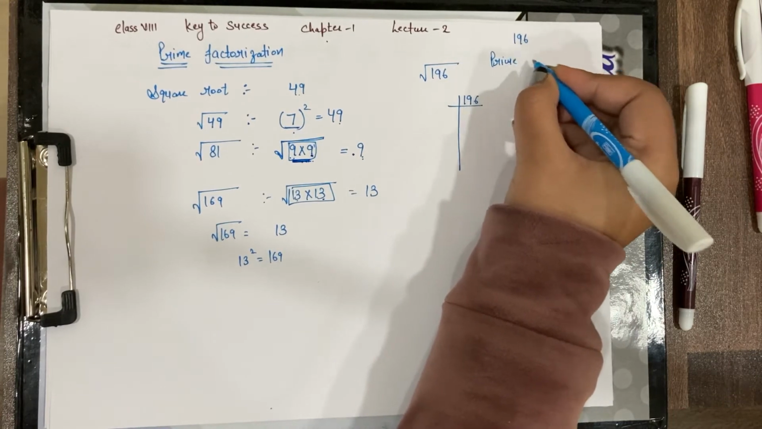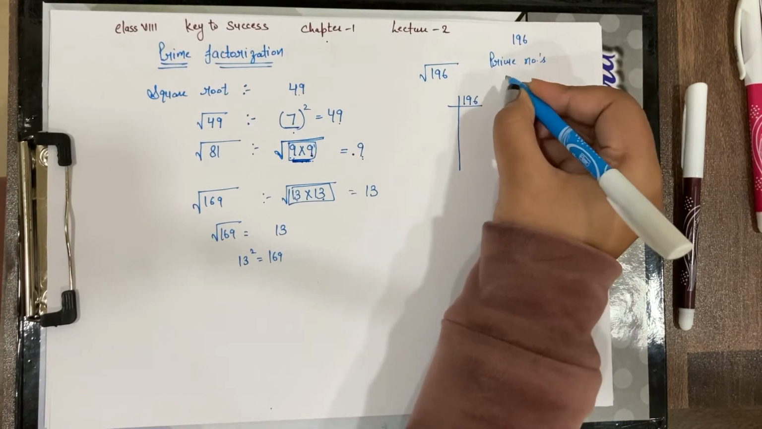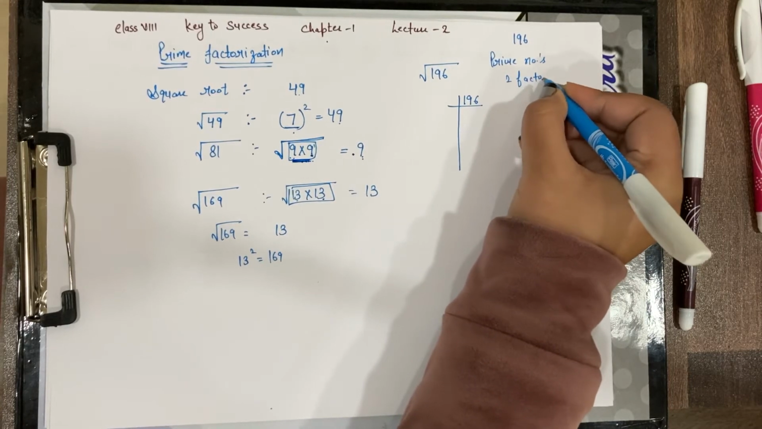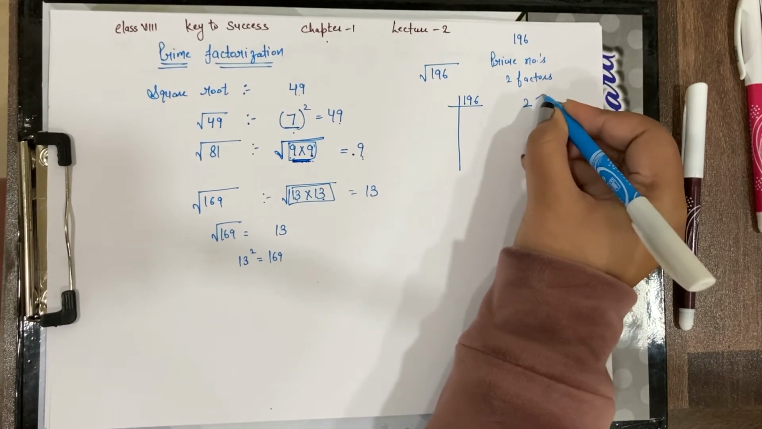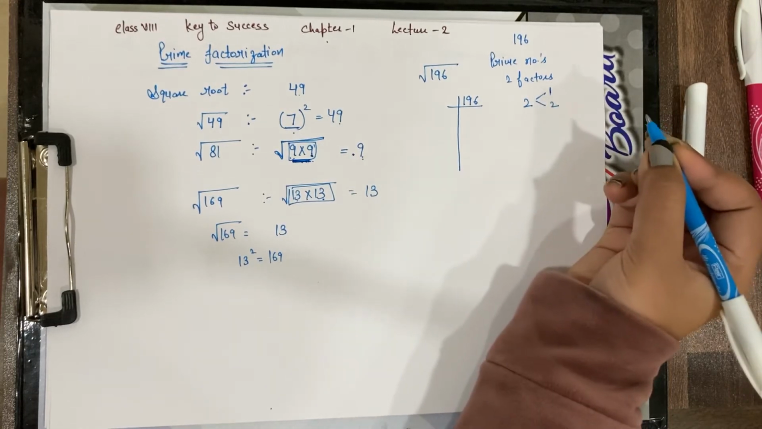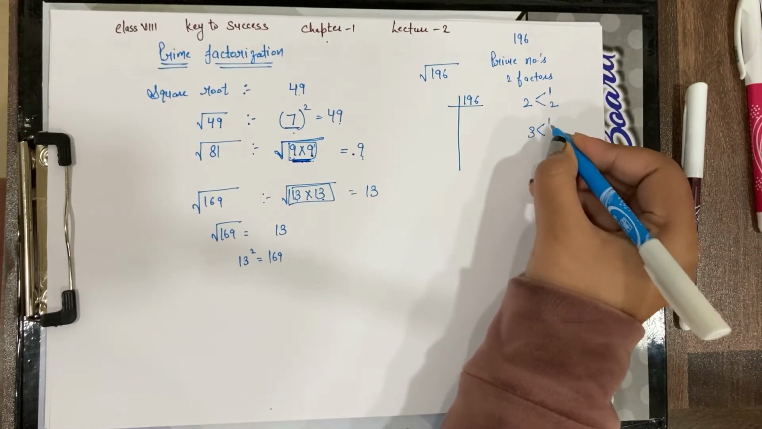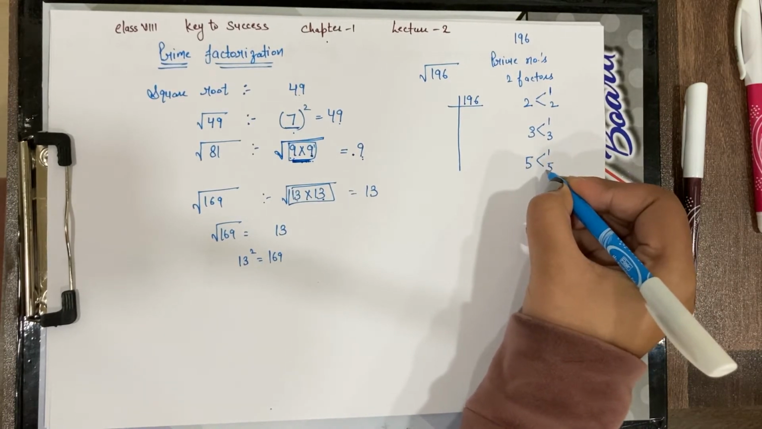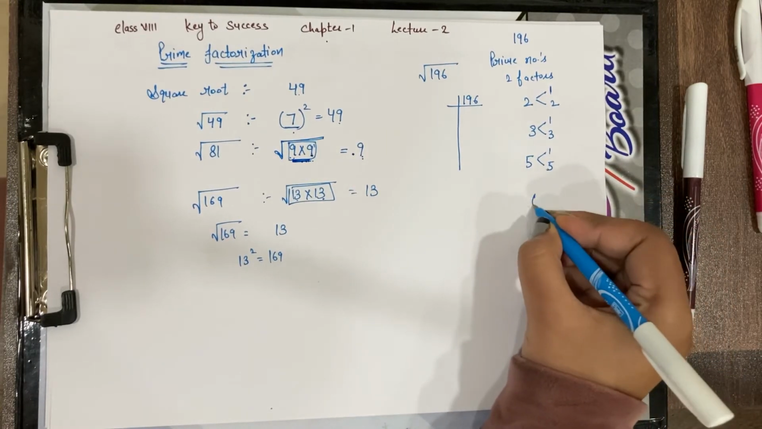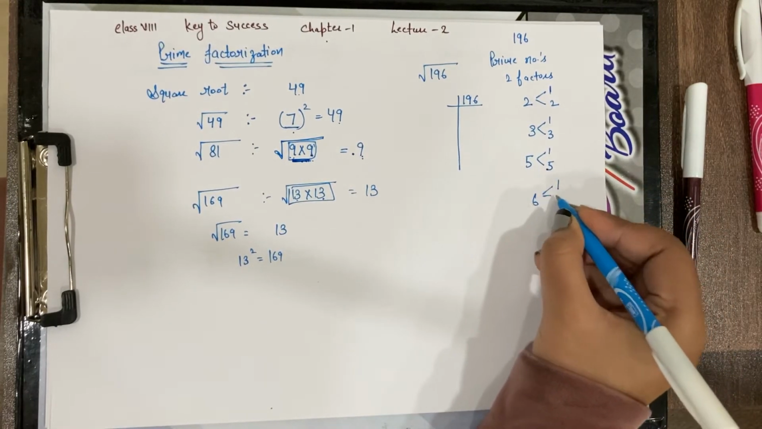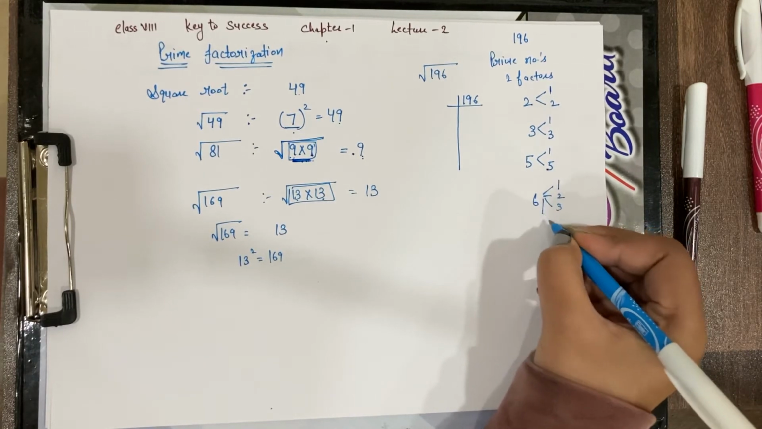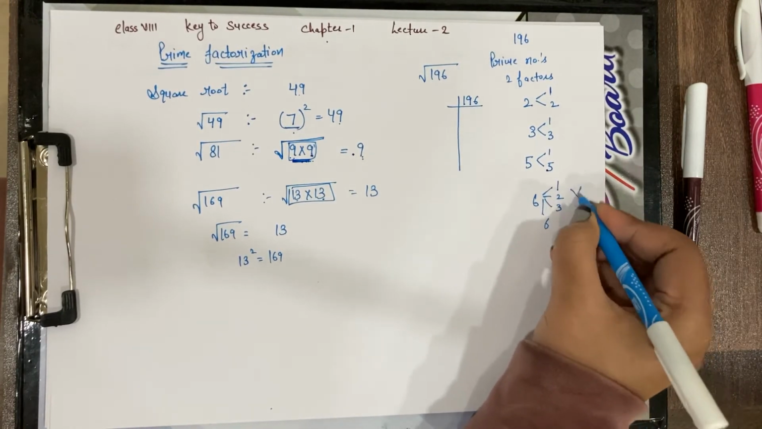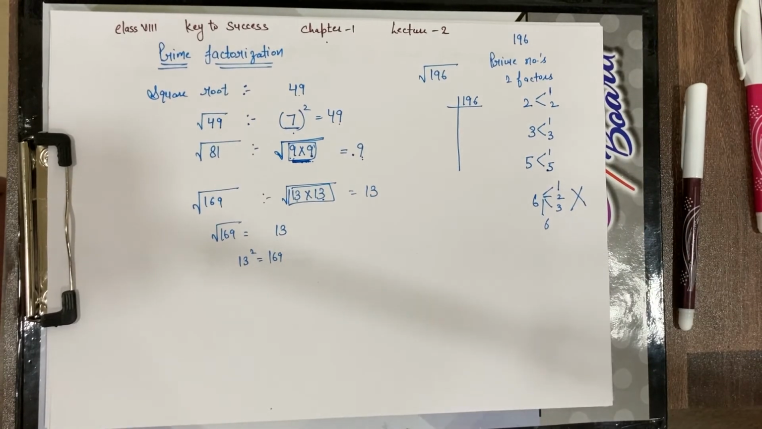Now, what are prime numbers? Prime numbers are the numbers which have two factors. For example, 2 is divisible by 1 and 2 only. 3 is divisible by 1 and 3 only. 5 is divisible by 1 and 5 only. If there is a number 6, it is divisible by 1, 2, 3, 6. More than two factors are there, so 6 is not a prime number.